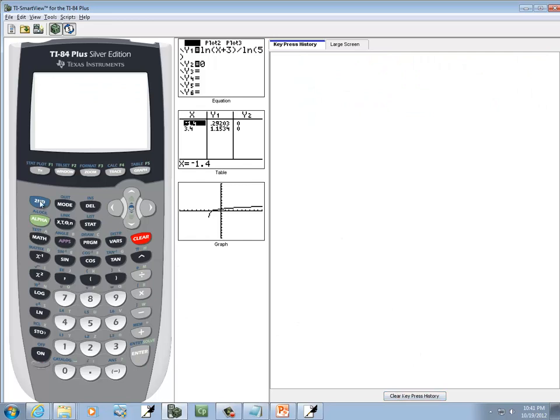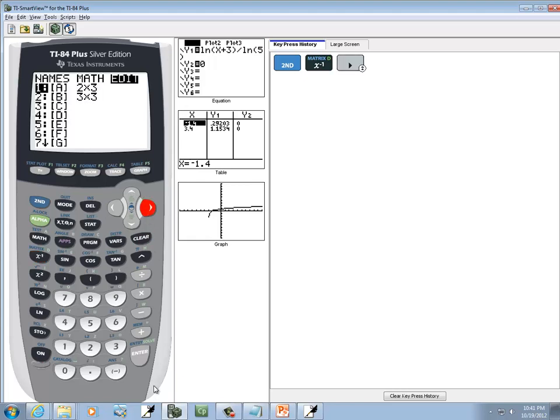So I'm going to go to my matrix menu. Again, second, x and negative 1. Then I want to right arrow over to edit. I'll do enter on A. You might as well put it in A. There's no benefit putting it anywhere else.